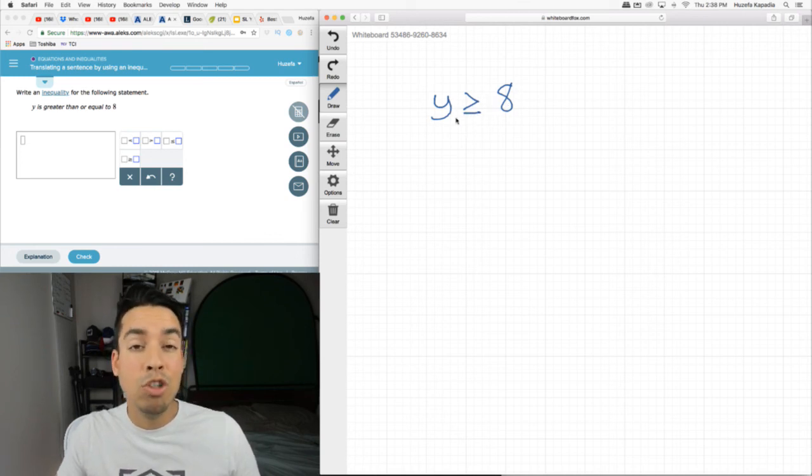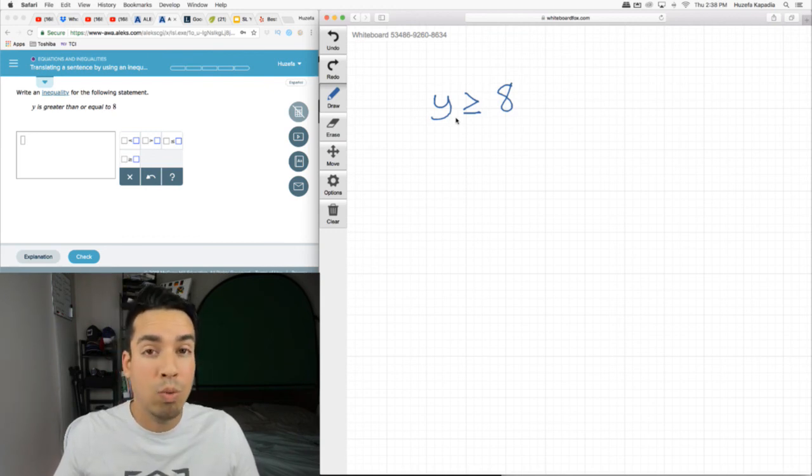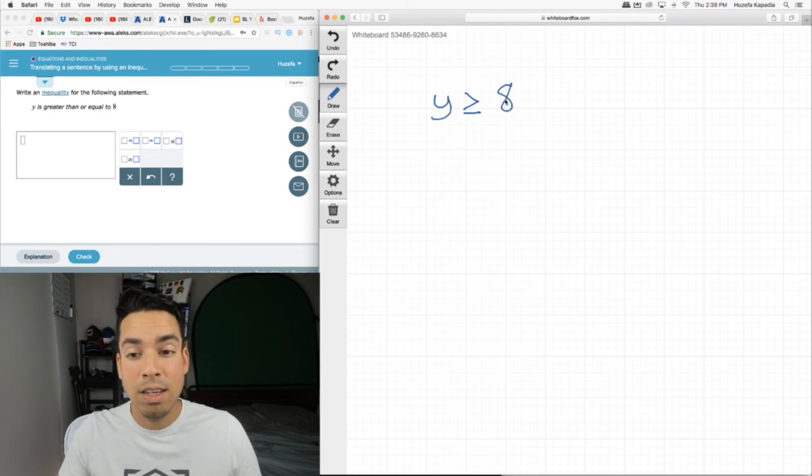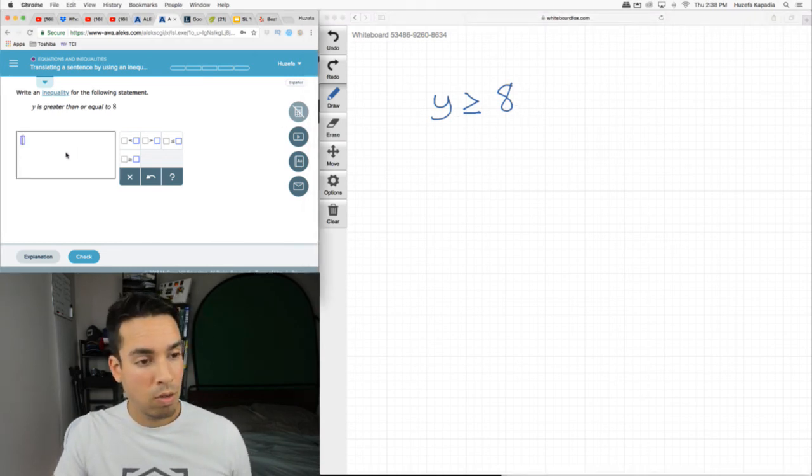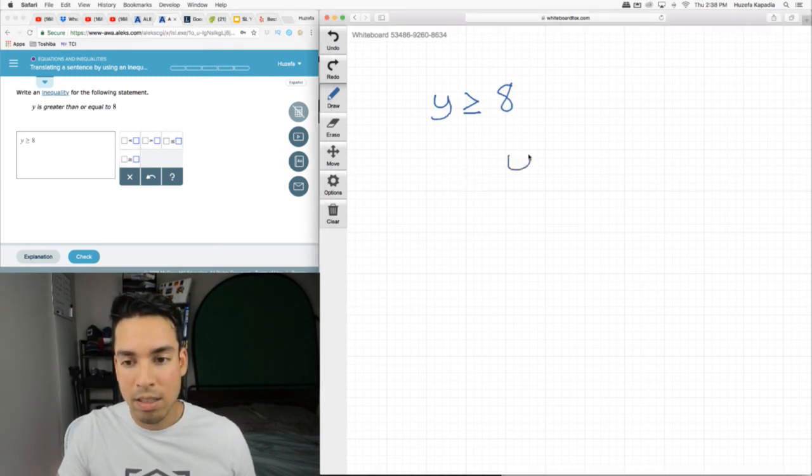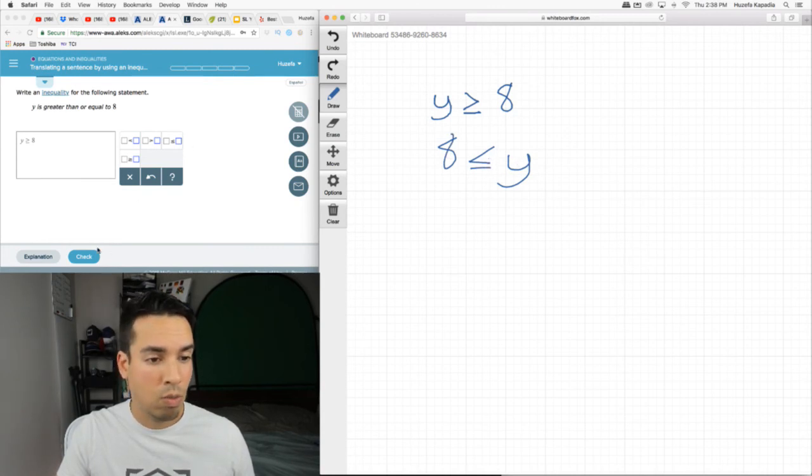What does that mean? If it were just greater than 8, it means it couldn't equal 8. It could be anything above 8. It could be 8.1, 8.01, etc. Just not 8 exactly. This means it can be 8 as well as anything above 8. So we would write it Y is greater than or equal to 8. This, by the way, is the same as if I also write it like this. This would also be correct, as long as that open mouth is facing the Y.